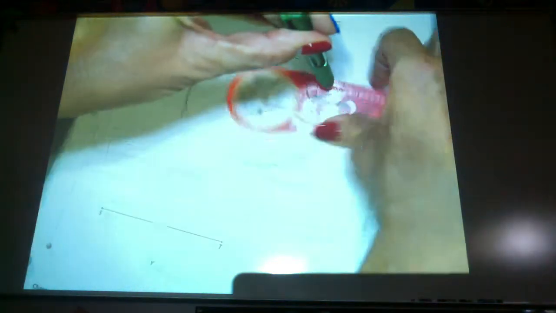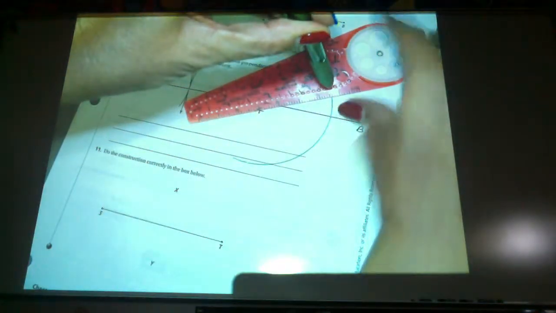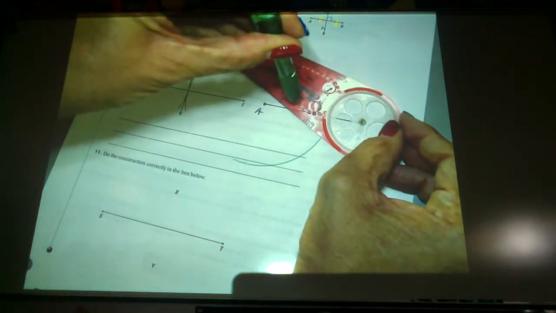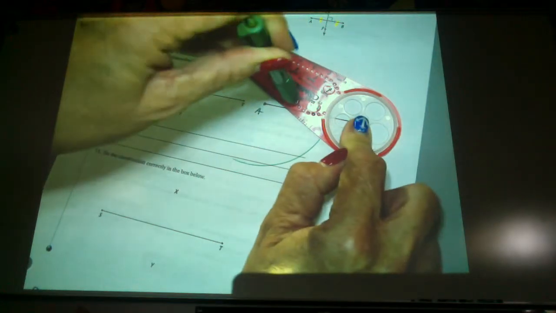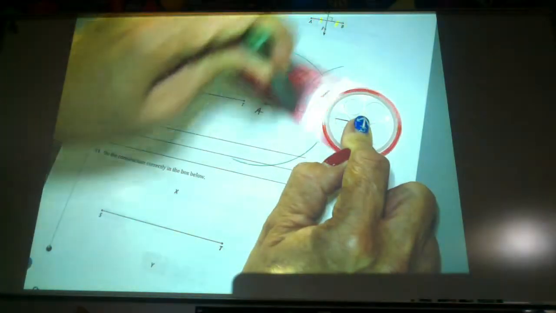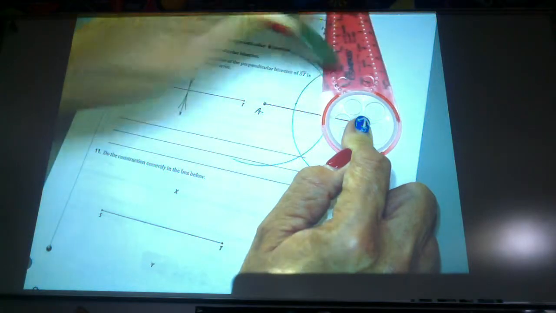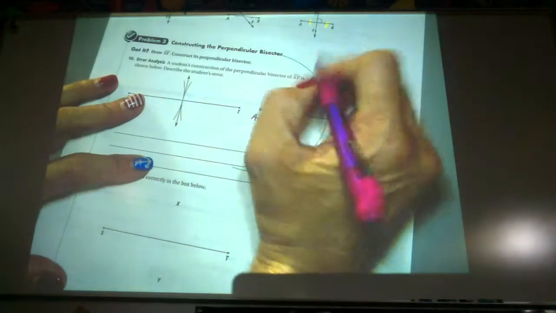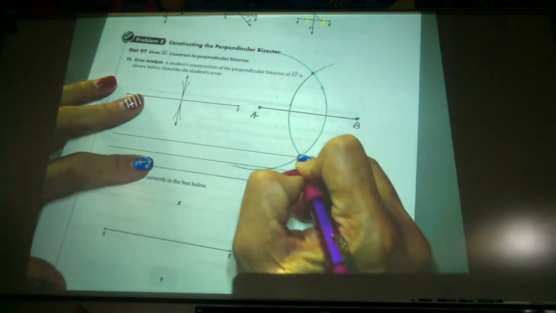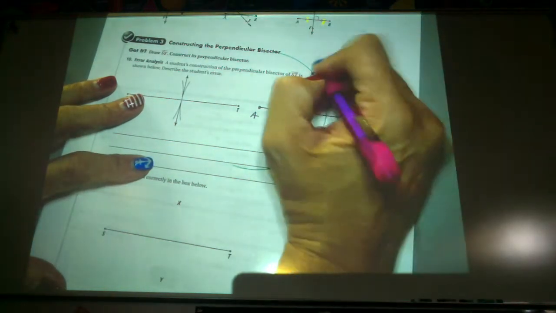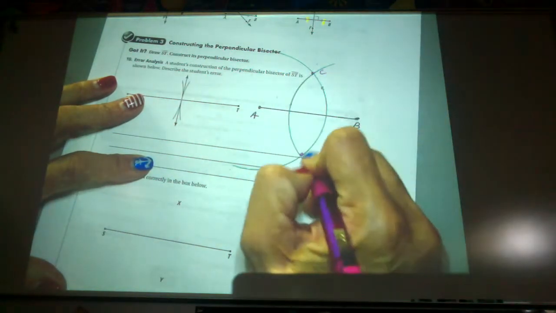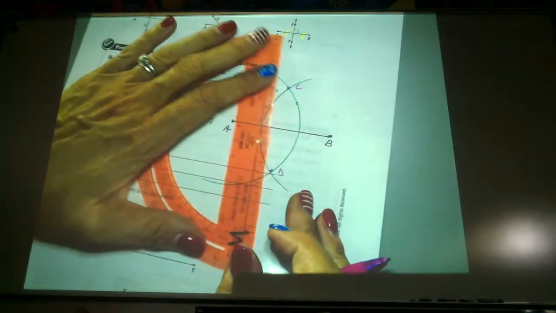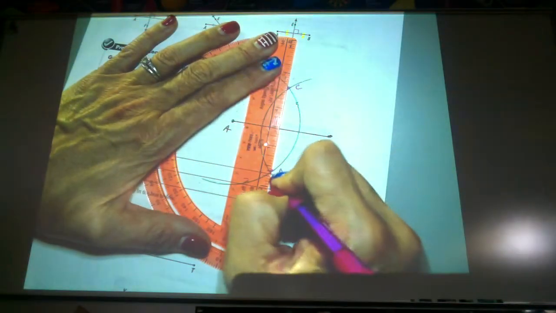Keep your pencil in that hole, and then just move the brad up a little bit over to B. And with that same setting that you used at A, hold on to B. Create another arc until it intersects with the first arc. So you should have 2 X marks the spot. So I have a point here and a point here. We'll name this point C and this point D. And then use a straight edge to connect the 2 points.